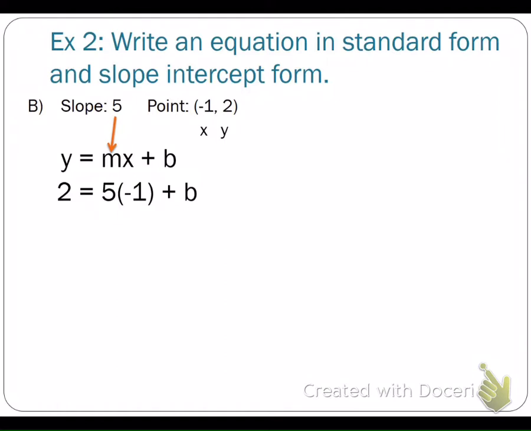What is 5 times -1? And then we add 5 to both sides. What is b? 7. Good. Do I care about the -1, 2 any longer? No, that's the biggest mistake I see in this is people want to keep using that. They're like holding on to it with their death grip, you know. You're just using it, finding b, get rid of it, okay? All I care about now is the slope and the y-intercept, the m and the b.